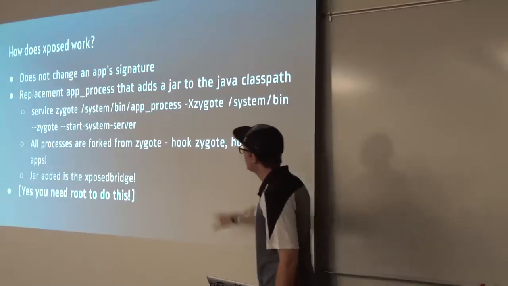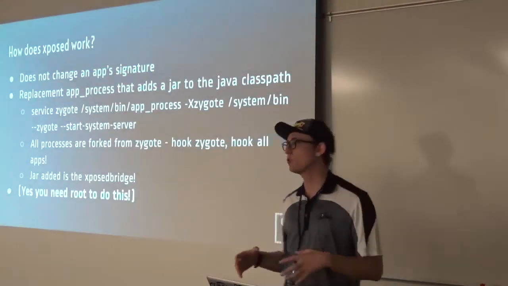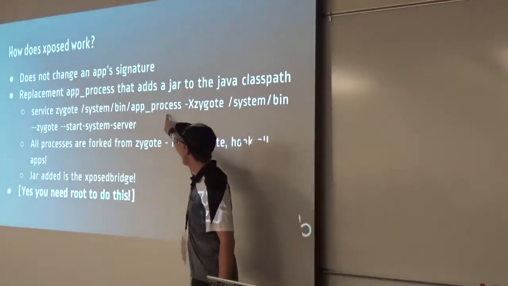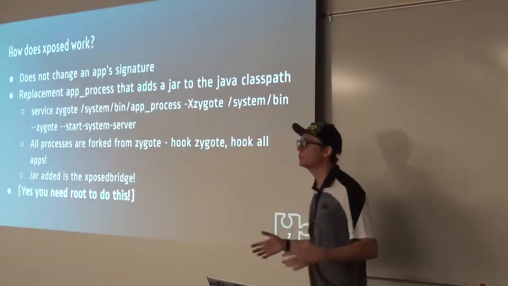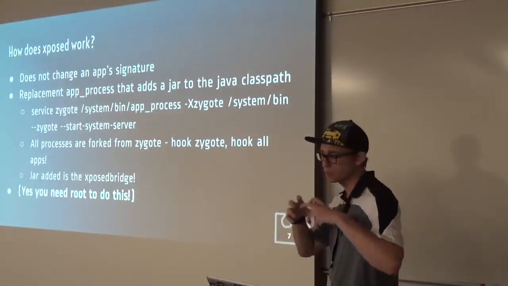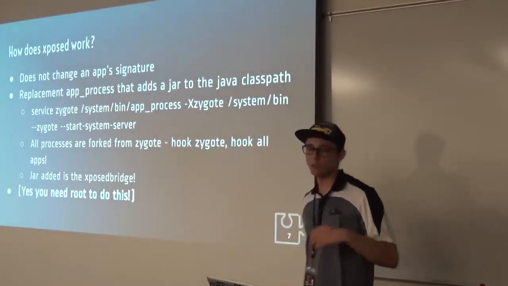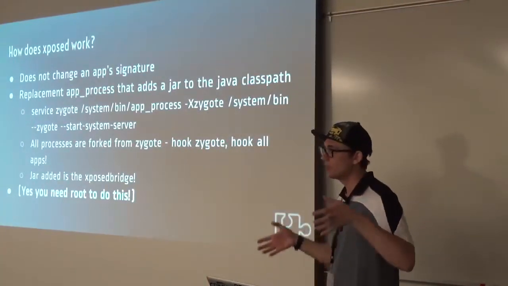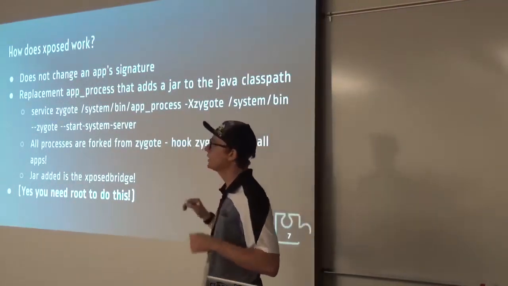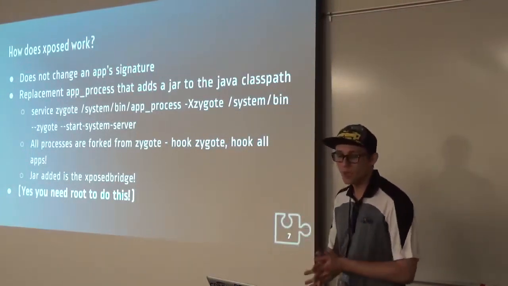The first process on Android is called Zygote, and every process forks off of that. So if you can hook into Zygote, which is launched via app process, you can hook into every single process that launches. Zygote is actually a Java process, launched by app process, and then every application is forked off of it. So if you add a Java class, a jar, to that app process module, you can actually get that into every single application that loads on the device. So that's how this is all done.